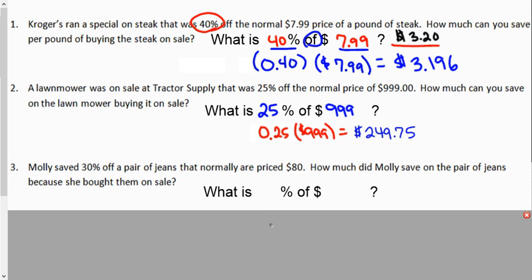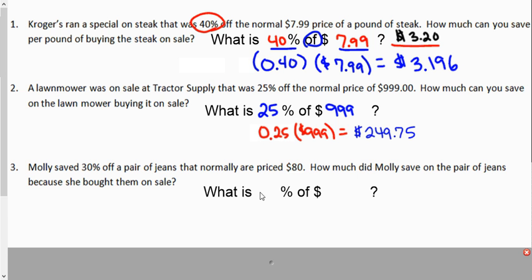Number 3, let's just say Molly was looking for a pair of jeans. She's going to be able to get 30% off of the regular sale price of $80. So again, we take our percent, turn it into a decimal, multiply it by our total, and 0.30 times 80 is $24. I keep forgetting to put the dollar sign there because I'm in a hurry. We're going to save $24 off of that.